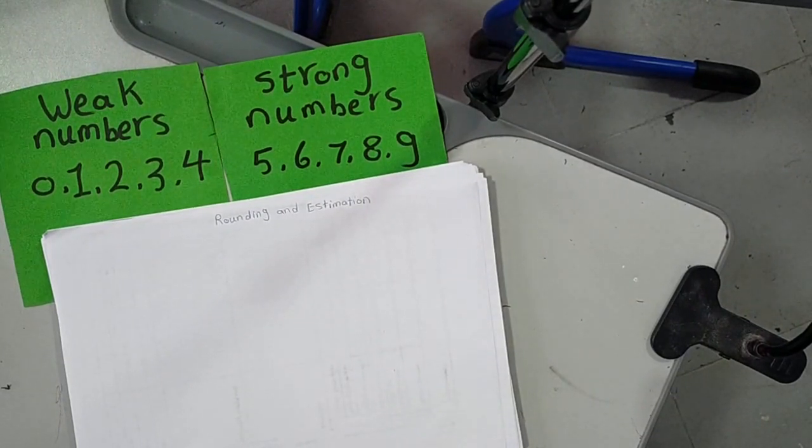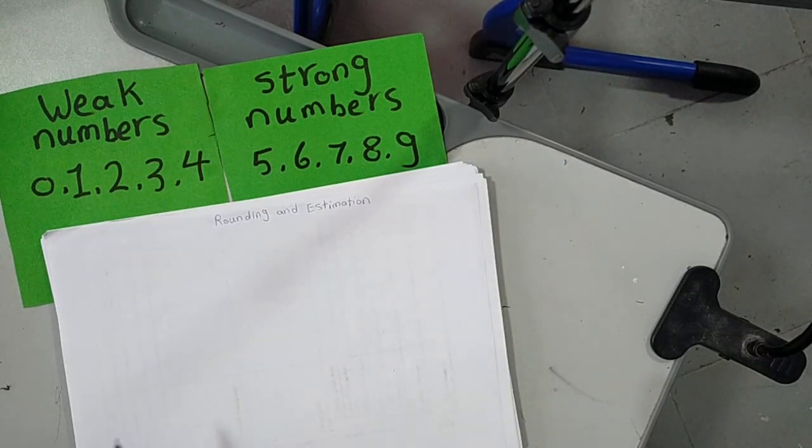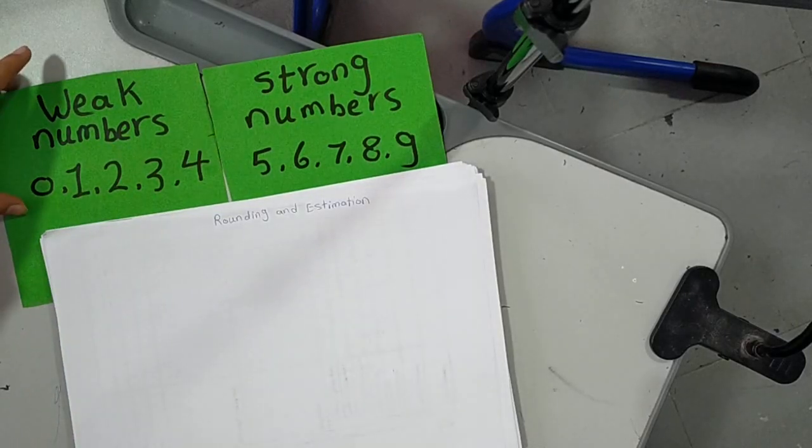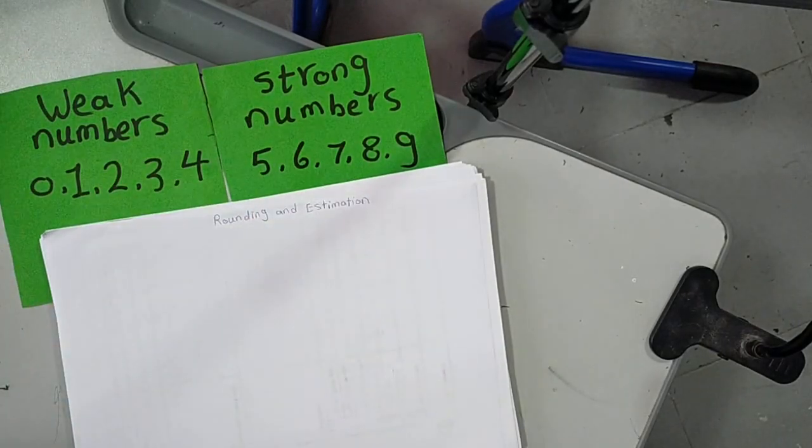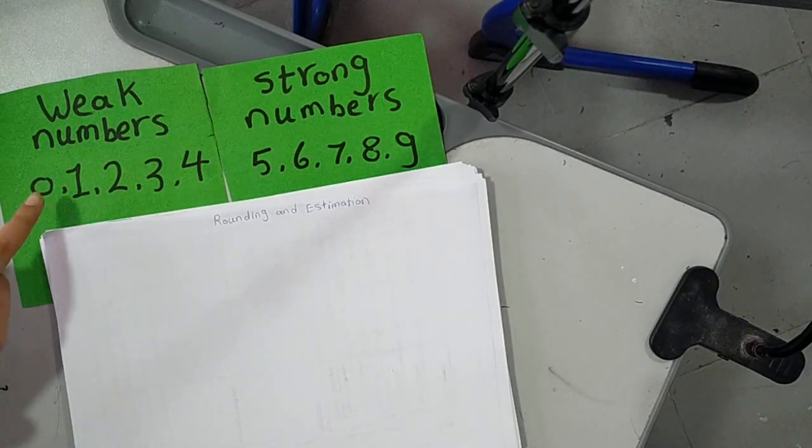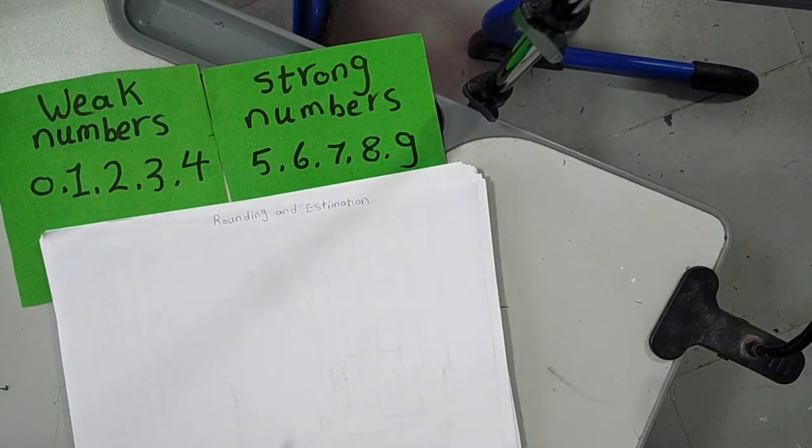We use rounding to make the numbers closest to another number. Okay. First, I have weak numbers and strong numbers. Weak numbers like 0, 1, 2, 3 and 4. Strong numbers like 5, 6, 7, 8 and 9.